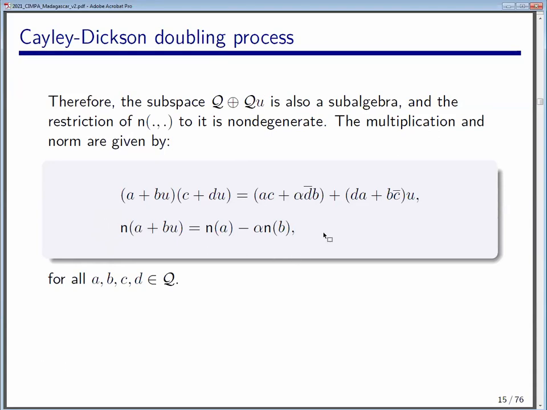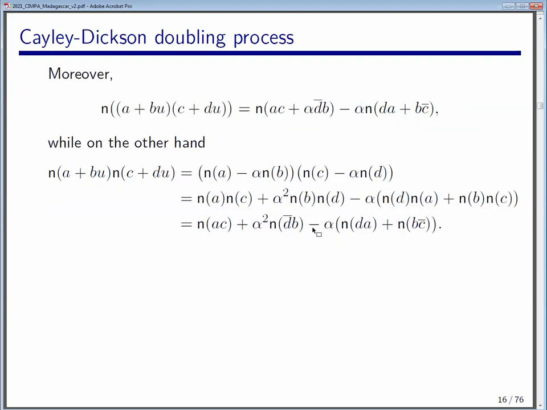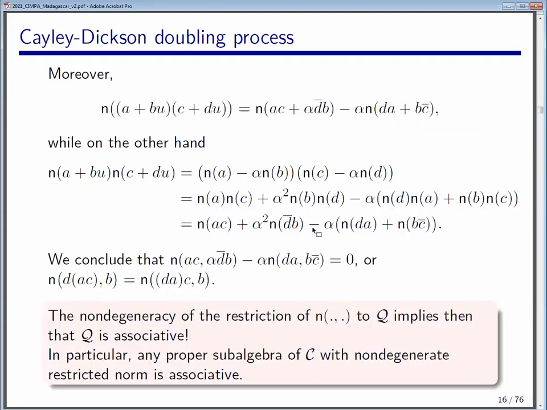So whenever we have a nice proper subalgebra inside our Hurwitz algebra, there is another subalgebra whose dimension is twice the dimension of the original one, and the multiplication and norm are given in these terms. Okay, so this is very important. And we made some computation that tells us that actually any proper nice subalgebra is associative.